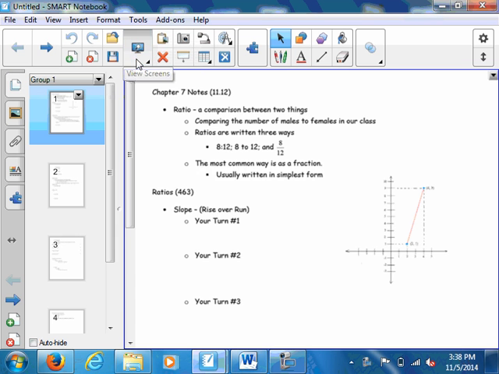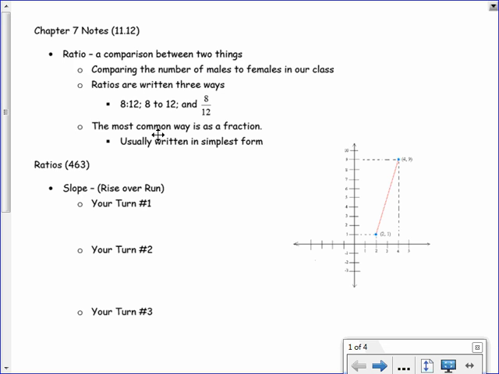Okay, this video will cover your Chapter 7 notes. It's about ratios. In your book on page 463, you'll notice that it says a ratio is a comparison between two things. For example, comparing the number of males to females in our class.